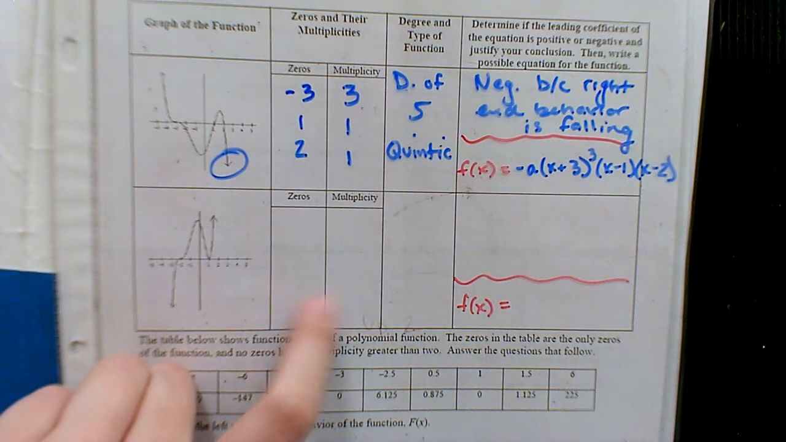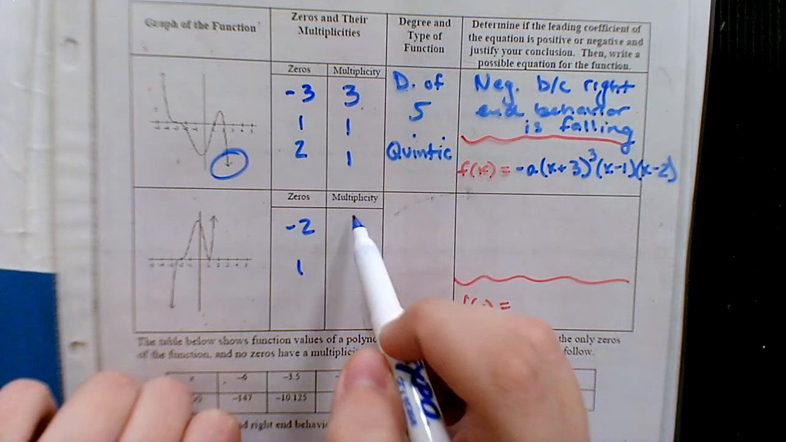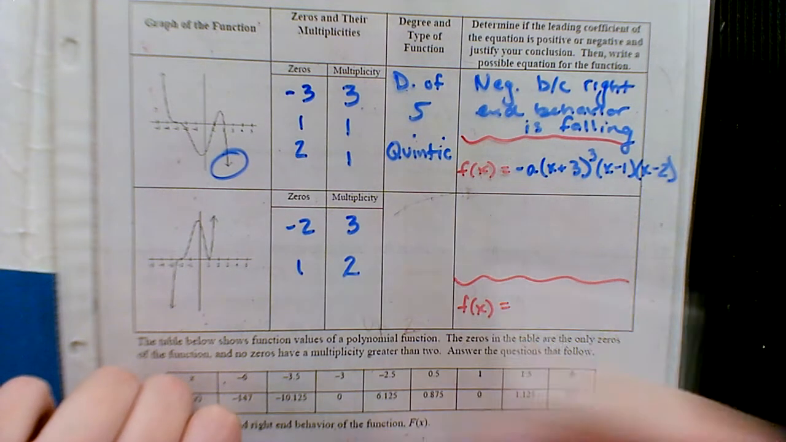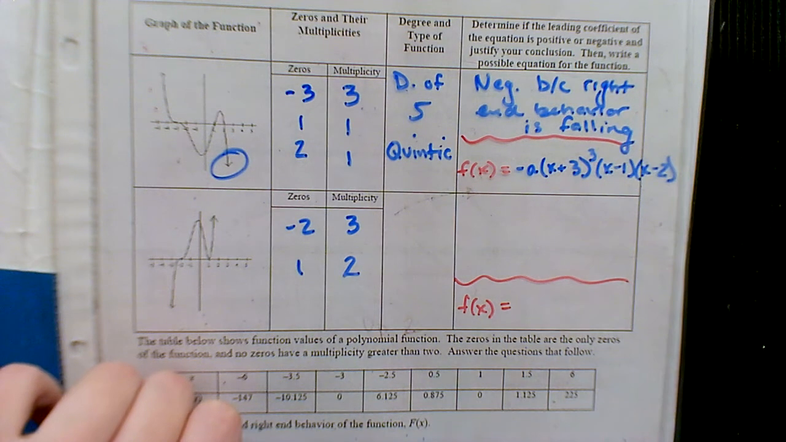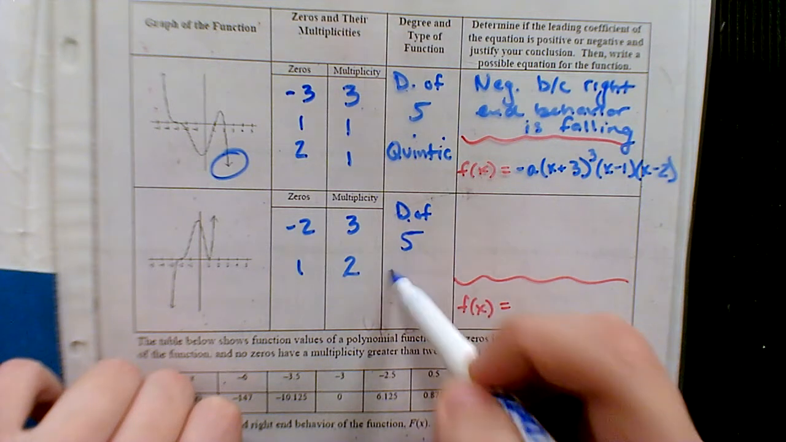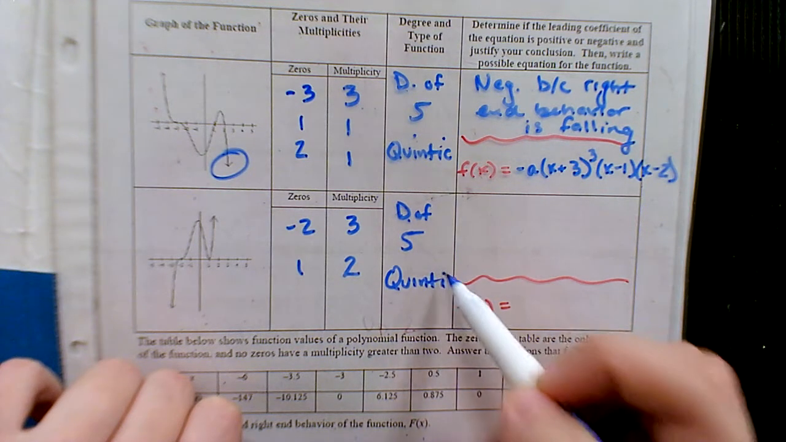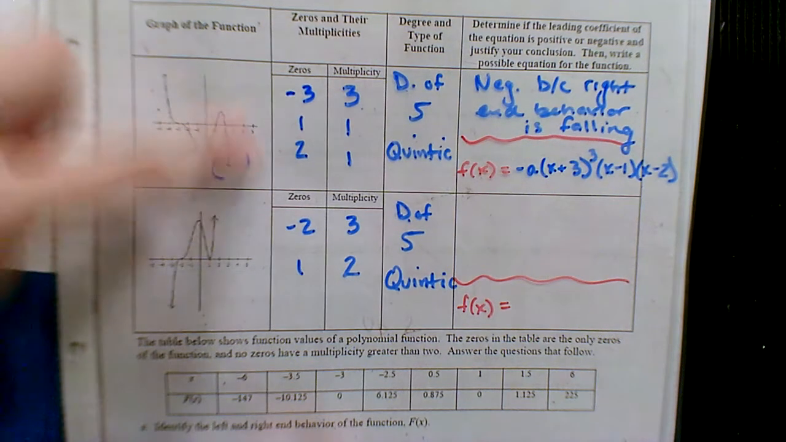Any takers on zeros and multiplicities? Yeah. Negative 2 and 1. Okay, multiplicities? 3 and 2. All right, so what about our degree? Based off those zeros and multiplicities? So the name? Quintic again, okay. So both of these are quintic graphs, but notice how they kind of look completely different, right? They're different shapes, but they're the same type of graph.